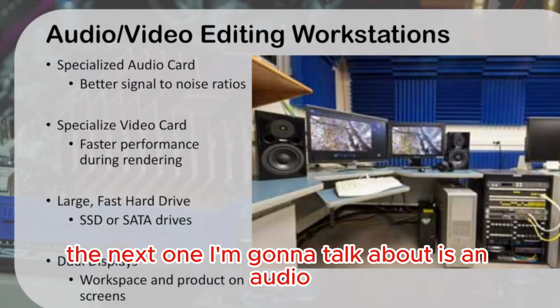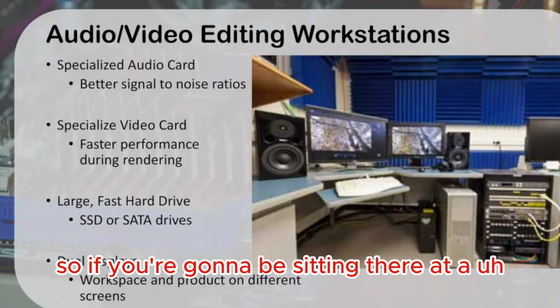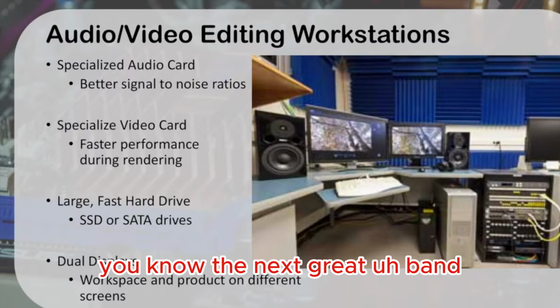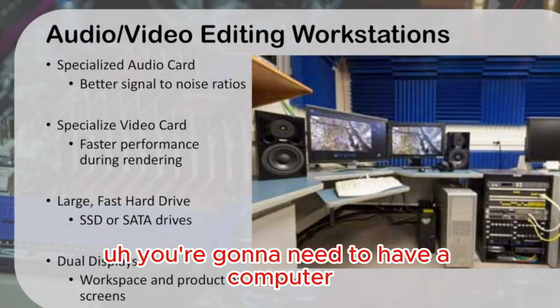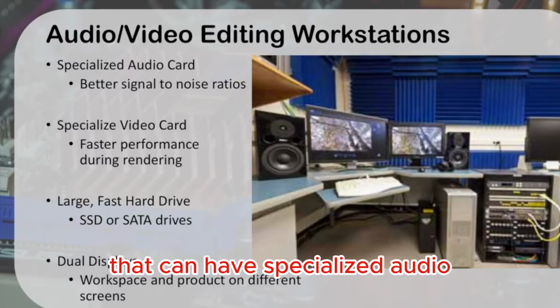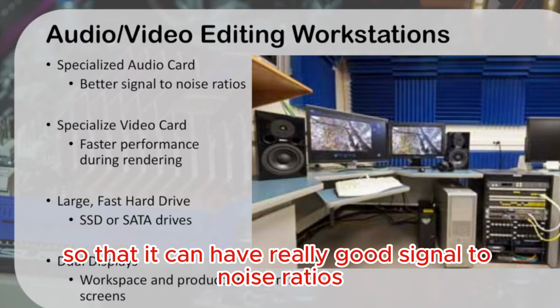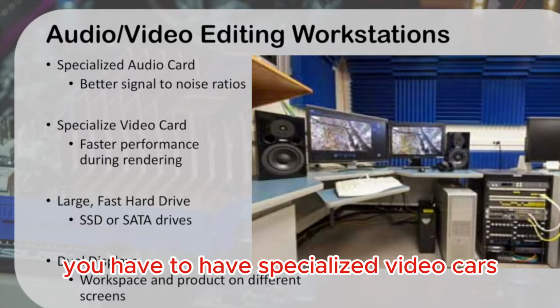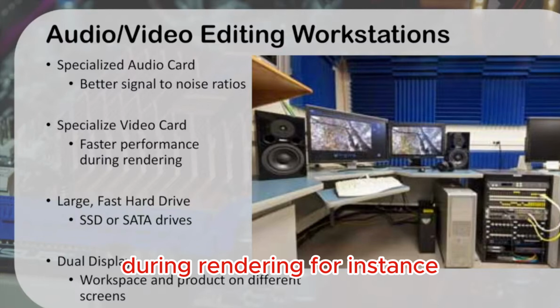The next one I'm going to talk about is an audio video editing workstation. So if you're going to be sitting there at a sound recording studio and you want to record the next great band, you're going to need to have a computer that can have specialized audio so that it can have really good signal-to-noise ratios. If you're going to be doing video editing, you have to have specialized video cards that can do faster processing during rendering.